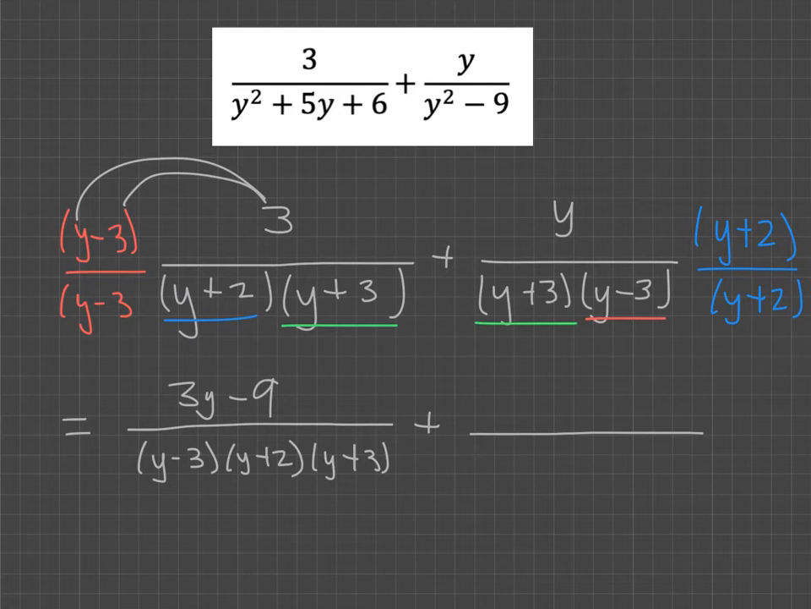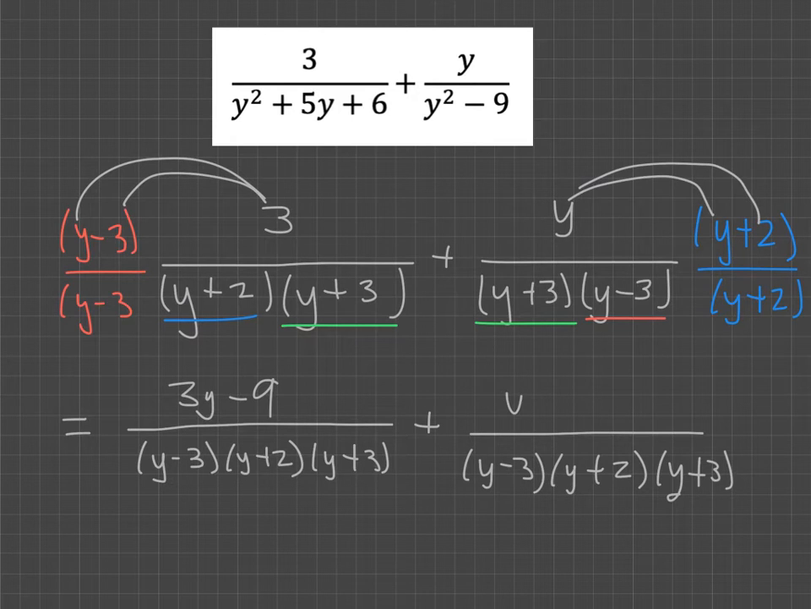And then over here we have the same denominator. We can reorder those factors, so we write them in the same order that we did the first one, y minus 3, y plus 2, y plus 3. And then distributing the y, we'll get y squared plus 2y.